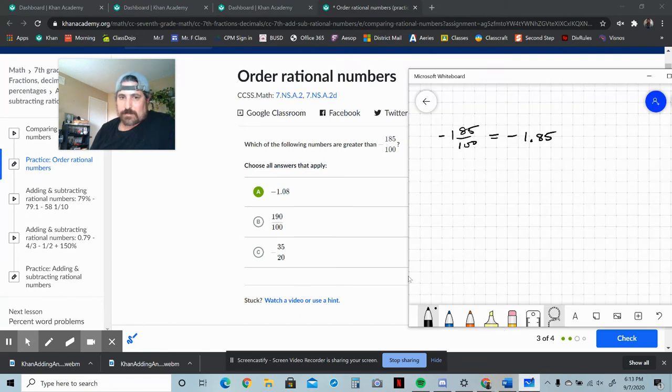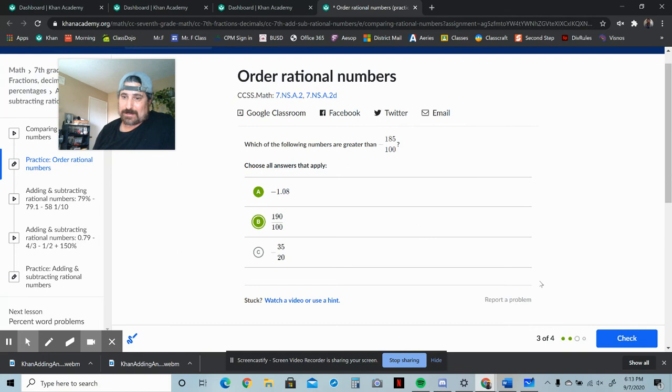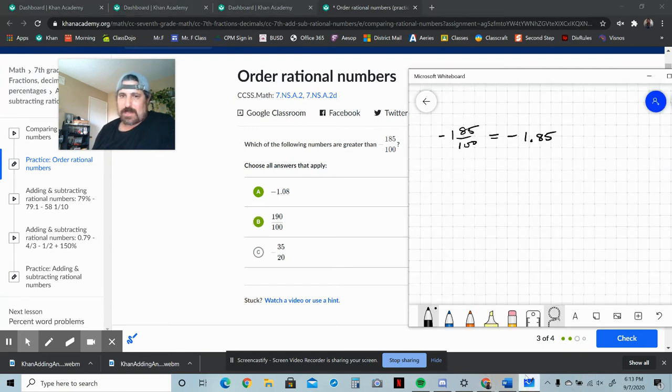Now let's look at the next one. 190 over 100. Well, any positive is going to be greater than a negative, so that's easy. That's a yes. And then last but not least, we have this one, negative 35 over 20. Well, let's investigate that. That's the same as negative 1, and 20 goes into 35, taking away from 35 is 15. So we're looking at 1 and 15 twentieths, right?